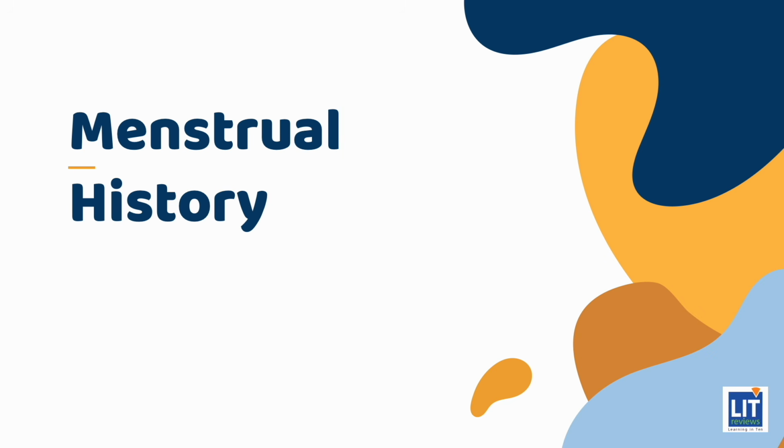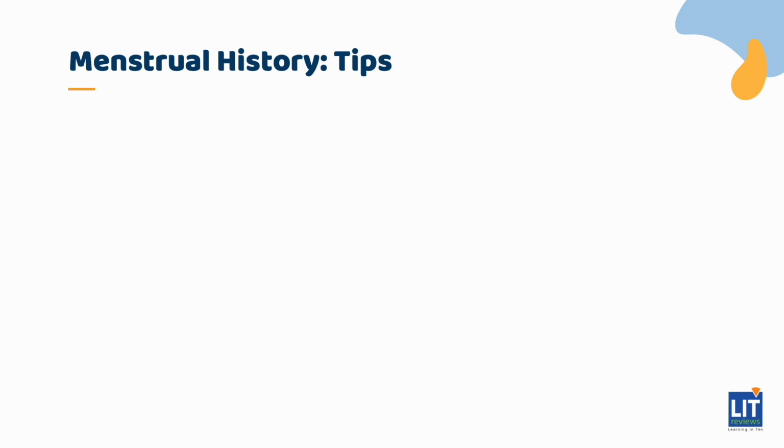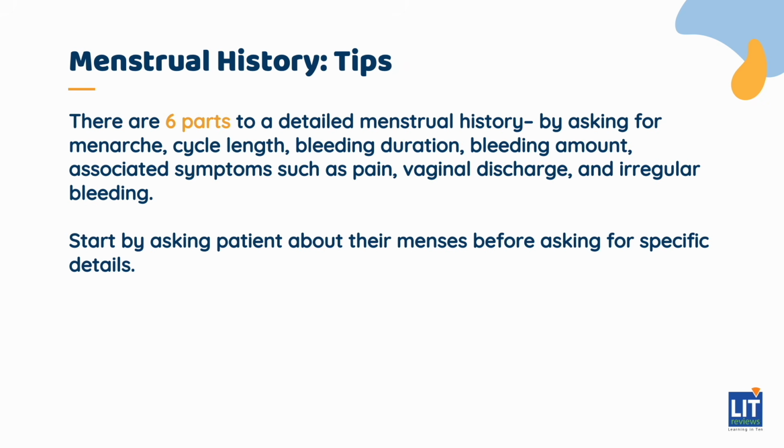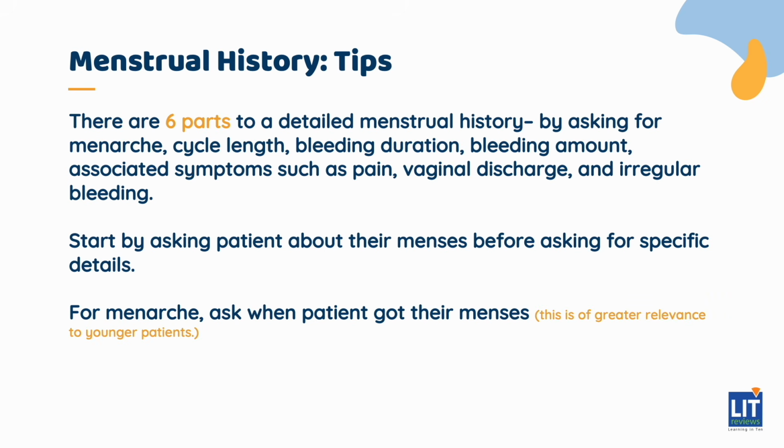So firstly, we will consider menstrual history in detail. There are 6 parts to a detailed menstrual history by asking for menarche, cycle length, bleeding duration, bleeding amount, and associated symptoms such as pain, vaginal discharge, and irregular bleeding. An easy way to begin is to ask patients to tell you about their menses, followed by asking for the specific details. Firstly, for menarche, you could ask when did the patient first get their menses. This is of greater relevance to younger patients.